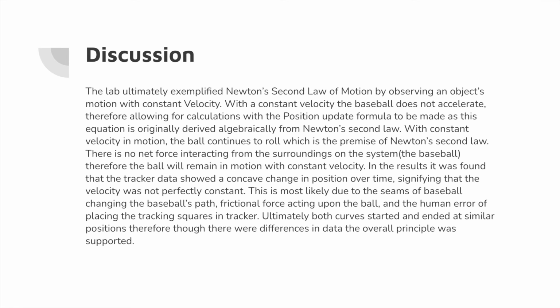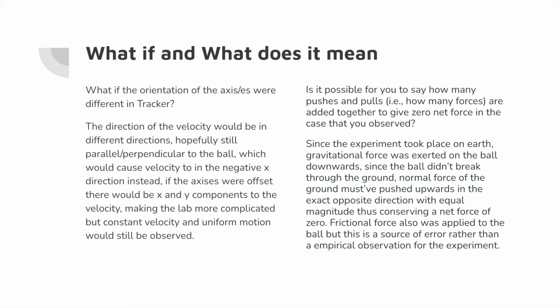therefore the baseball will remain in motion with constant velocity. In the results, it was found that the Tracker data showed a concave change in position over time, signifying that the velocity was not perfectly constant. This is most likely due to the seams of the baseball changing the baseball's path, frictional force acting upon the ball, and human error of placing the tracking squares and tracker. Ultimately, both curves started and ended at similar positions. Therefore, though there were differences in the data, the overall principle was supported.